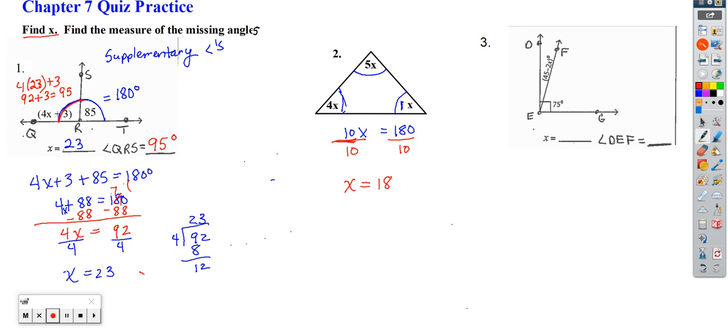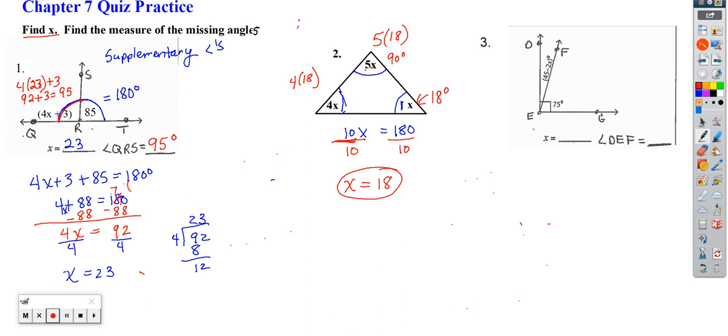Now I found x. That's the first part, but now it says find the measure of the missing angles. I still have these three angles that I need to know what the measure of them are. I know this one's 18 because it's just x, right? That's 18 degrees. But right here, this is 5 times what x is. 5 times 18 is 90. So this one's 90 degrees. It doesn't really look like a 90-degree angle, but it is 90 degrees. And then this one right here is 4 times 18.